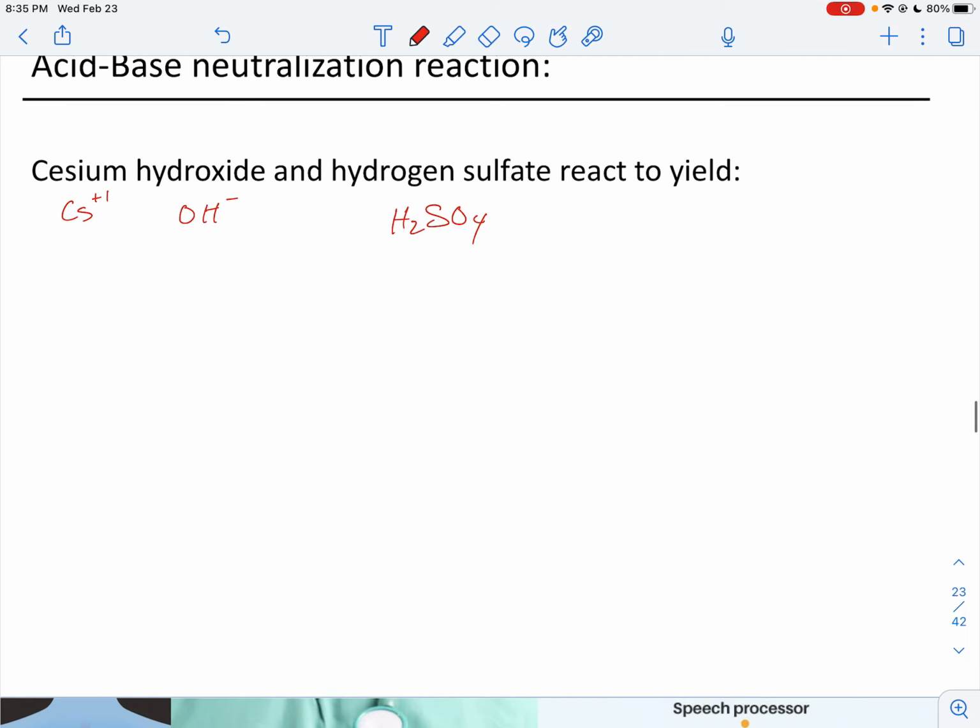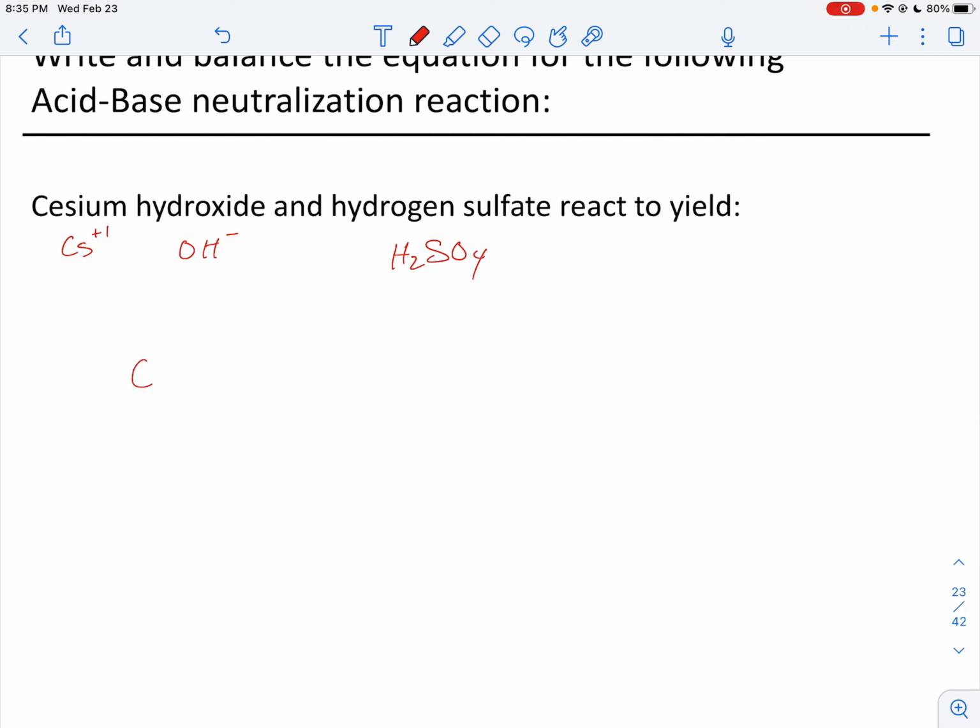All right, so let's put all these together. So we're going to have CsOH. This is our base, cesium being the metal, OH being the hydroxide, metal hydroxide. So this one is our base. And then we're going to have plus H2SO4. This one is the acid. All right, now you might be looking at these being like, how am I going to know which one's the acid and which one's the base? They both have hydrogen in them.